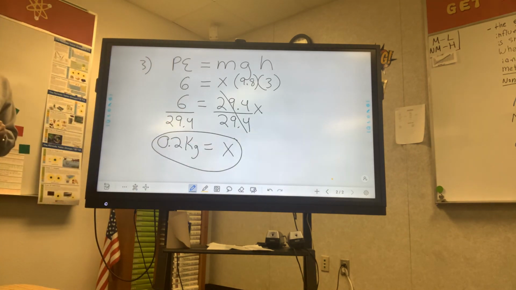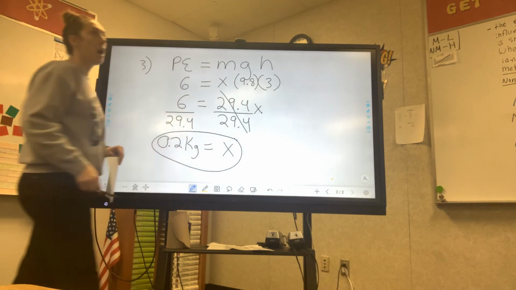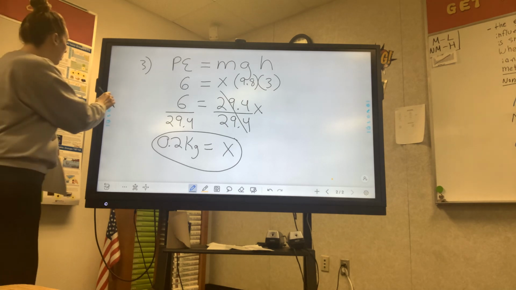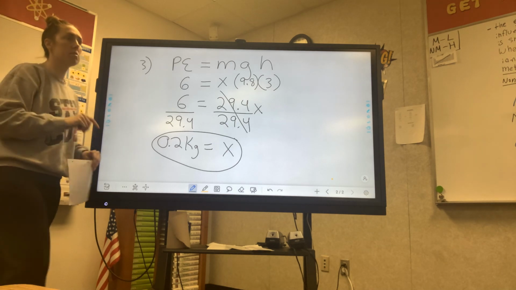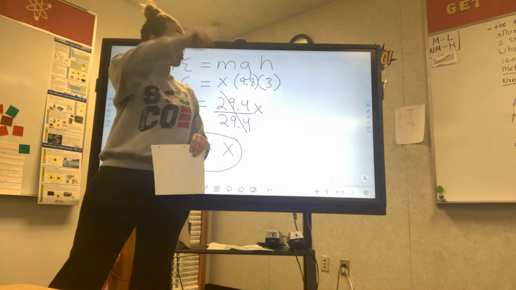Sometimes they won't give you the energy, sometimes they'll give you the energy and your unknown might be the mass. The hardest thing you'll have to deal with is if the velocity is the unknown, because if it's velocity squared, you have to do the square root of both sides.